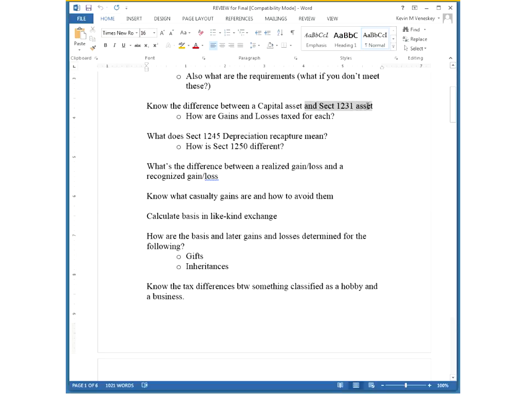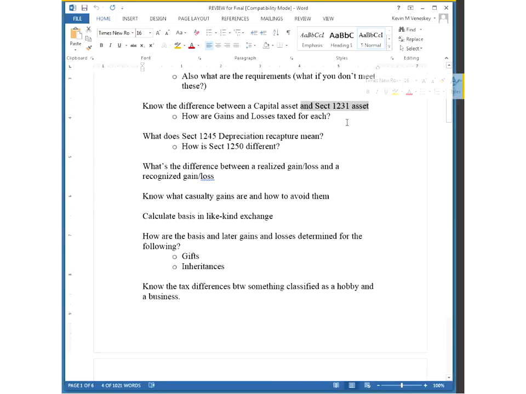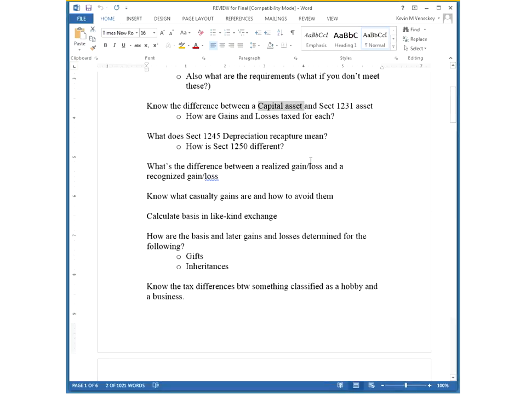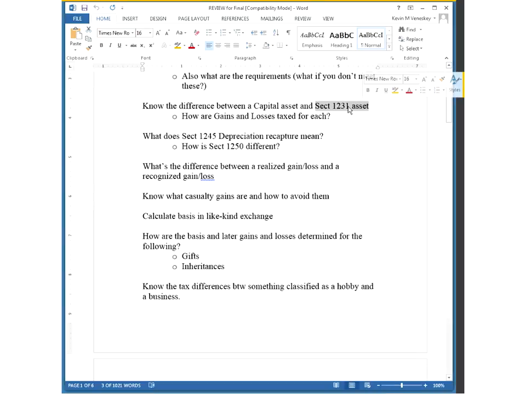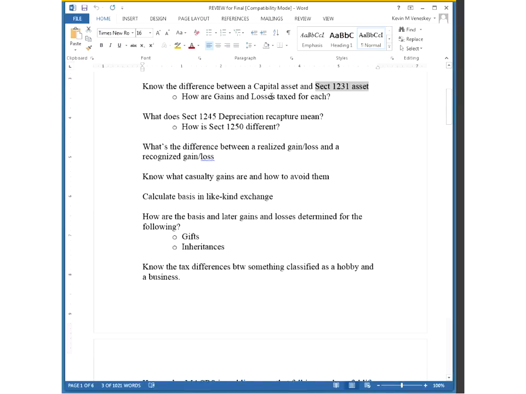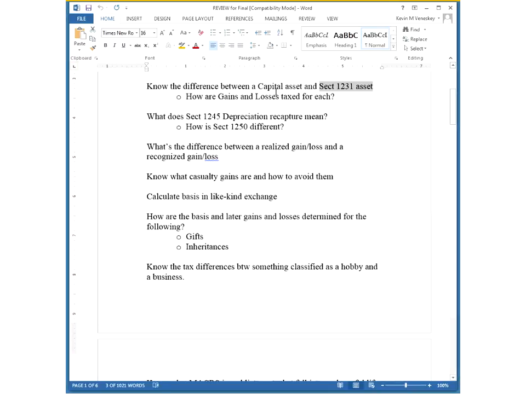The main difference between the two is that Section 1231 allows you to take all of your loss. Remember, with a capital loss, you can only take $3,000 per year off of your ordinary income. With a Section 1231 asset, or basically an asset that's in business, you can use all of that loss against your income and deduct it, and not just the $3,000. And we also talked about netting of gains and losses in that section as well. I believe it's Chapter 7.